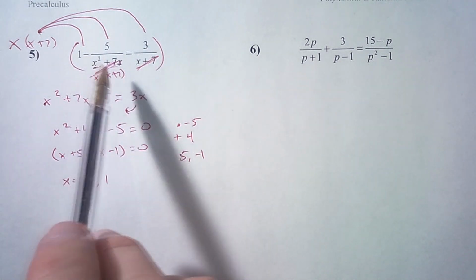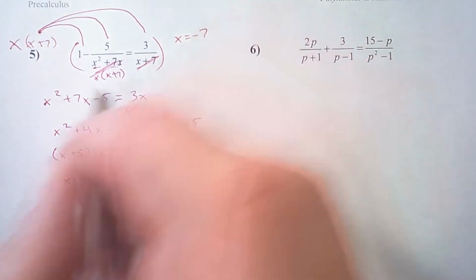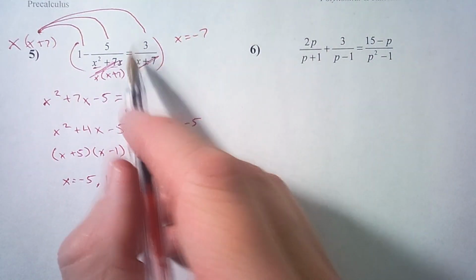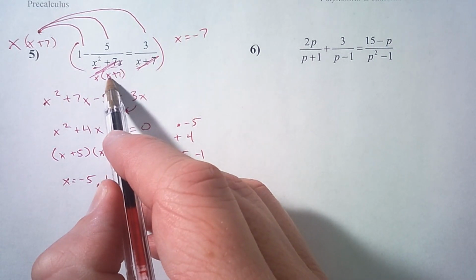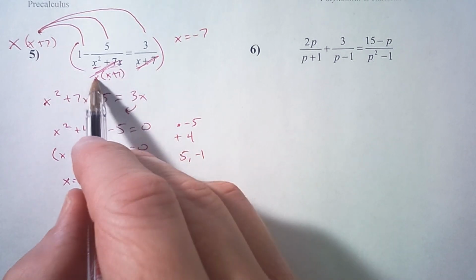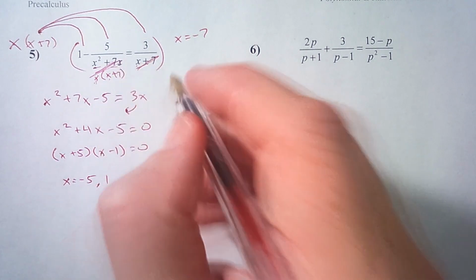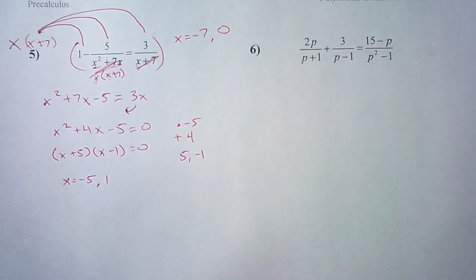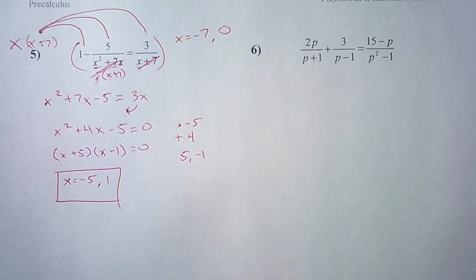Now let's check that. If I put a negative 7 here, then I get negative 7 plus 7 is 0. I have an undefined term. If I put negative 7 here and here, I have negative 7 times 0. Or if I put a 0 here, so 0 times 0 plus 7 is 0. So I can't have 0 either. So 0 and negative 7 are no good, but these solutions are not 0 or negative 7, so they are okay.